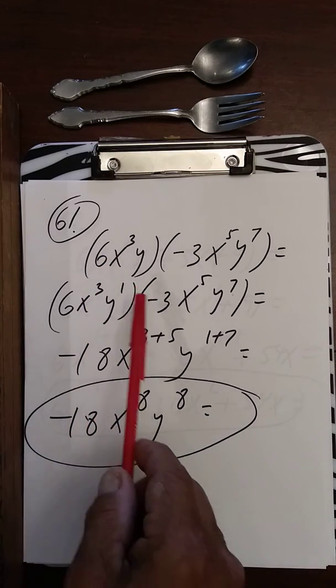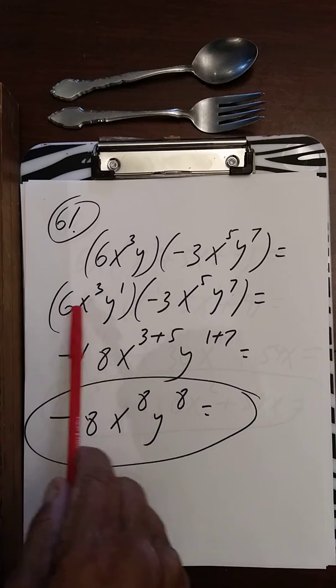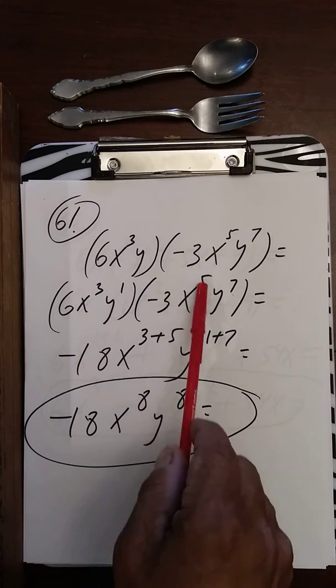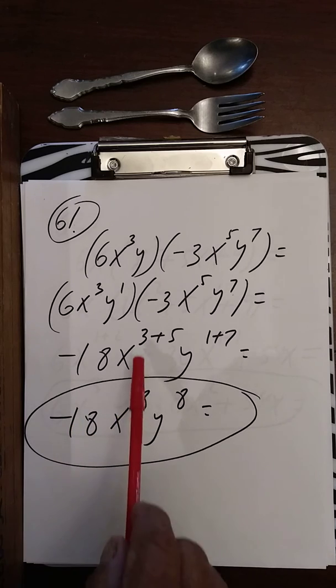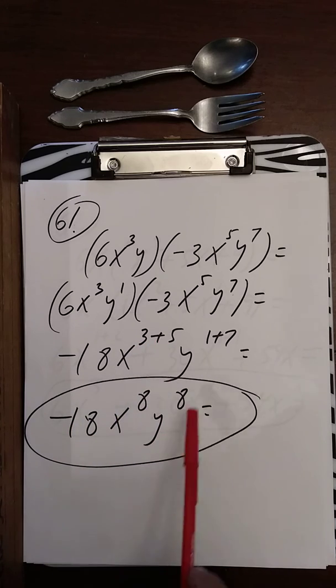Multiply this. So put a 1 there. So now, this is 18. 3 and 5 together. Y, 1 and 7 together. So negative 18, x to the 8, y to the 8. We're done.